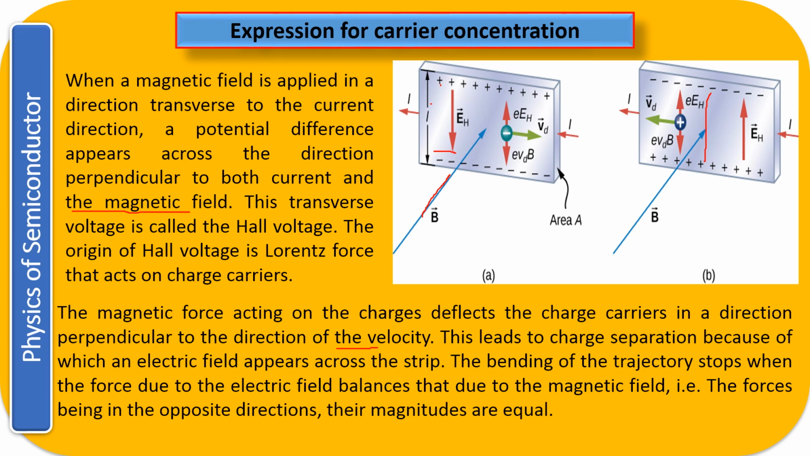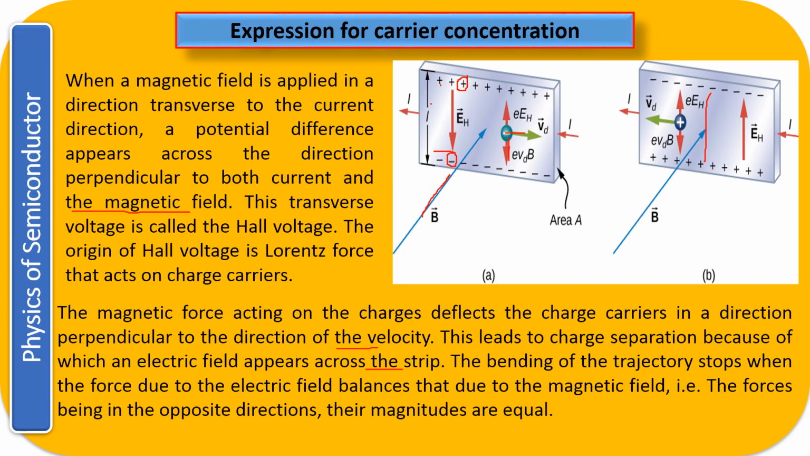Right, so as you can see, this is the direction in which it is moving, and then the charge is getting deflected perpendicular to this. This is how the charge is getting deflected. This leads to the charge separation because of which an electric field appears across the strip. So what is happening? The positive charge has taken one end and the negative charge has taken another end, and because of this an electric field has been created.